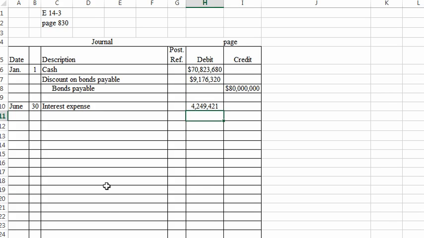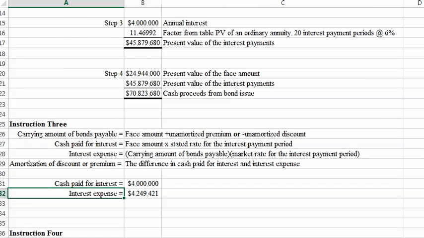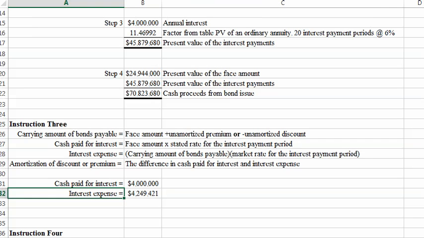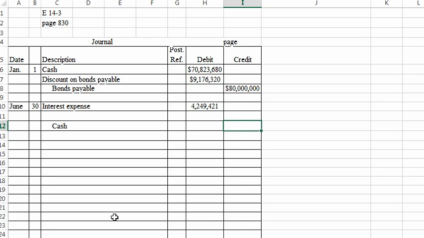4,249,421, there we go. Alright, and then we know we're going to credit cash for the actual cash paid out, which is our $4 million number. Cash paid for interest. Now, the difference is the amount of the discount that we're going to write off or amortize, take off the books, when we make this interest payment.